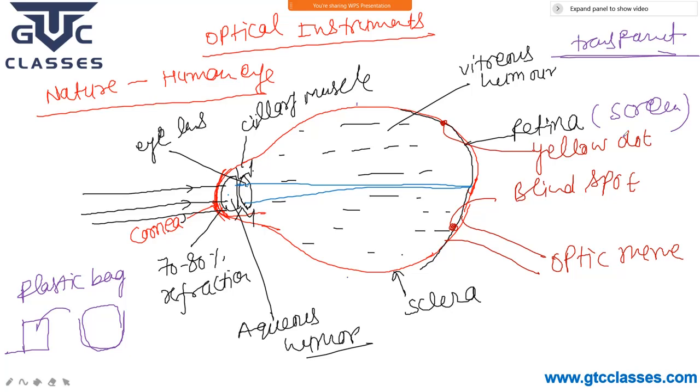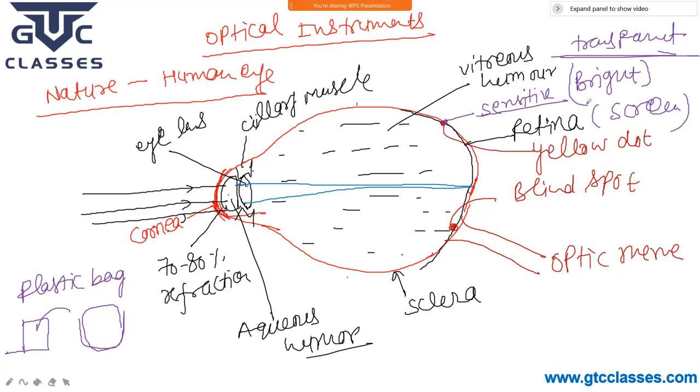Now the next question is, what is the yellow dot? Any thought? In our eye, what is the meaning of yellow dot? I'm not sure, sir. Hearing it for the first time. Oh, okay. Yellow dot is just a small region which is a very sensitive part. Sensitive meaning is, if the light falls here, you will get a very bright image.